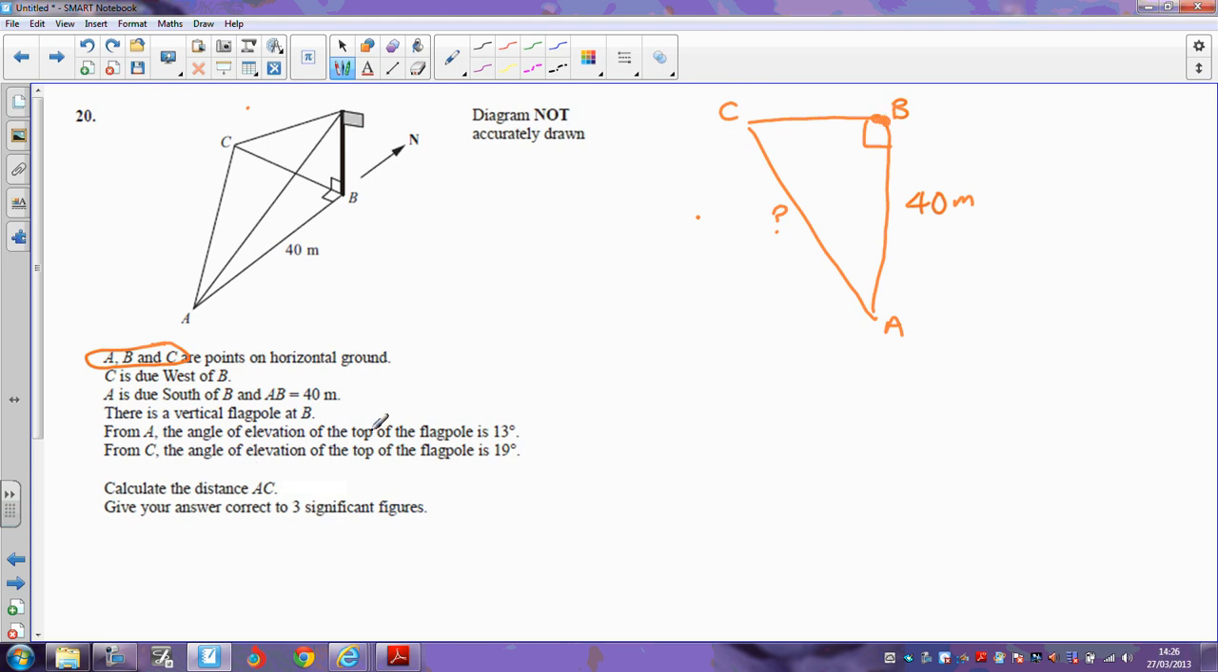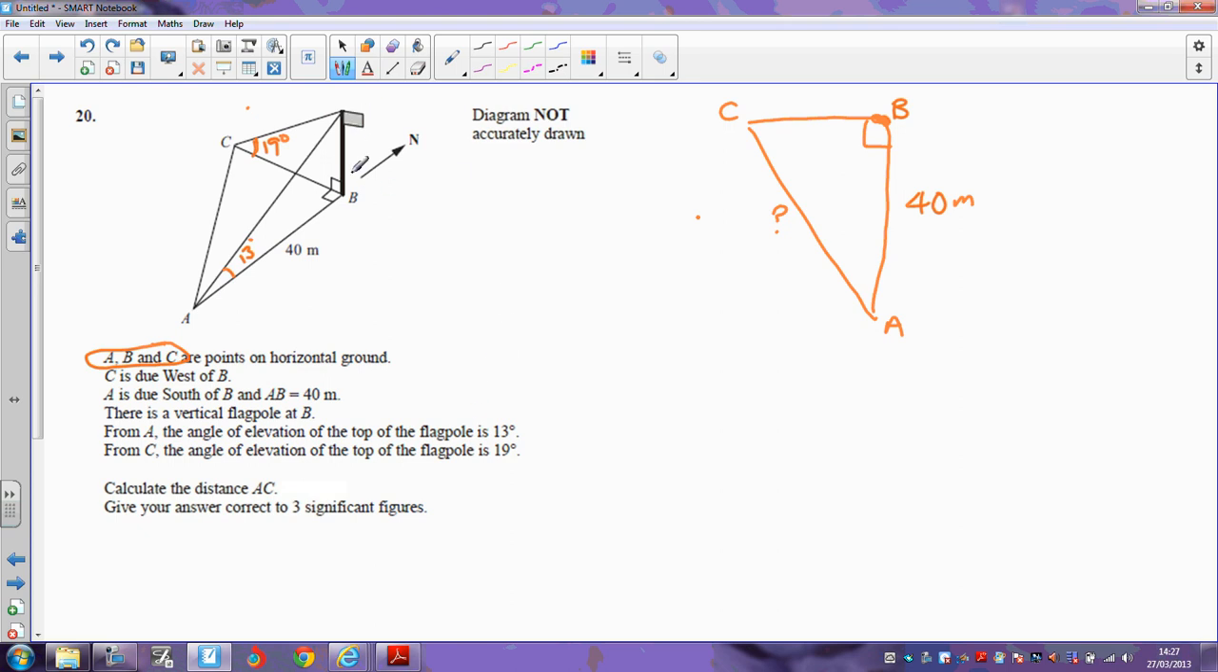From A, the angle of elevation of the top of the flagpole is 13. So in other words, from point A, the angle of elevation of the top of the flagpole, there's the flagpole, angle of elevation is always the angle which is made with the horizontal. So this angle here is 13 degrees. And we're also told that from C, the angle of elevation of the top of the flagpole is 19 degrees. So that means that this angle here is 19 degrees, the angle from the horizontal up to the top of the flagpole. And we've got the same flagpole. Obviously, there is only one flagpole.